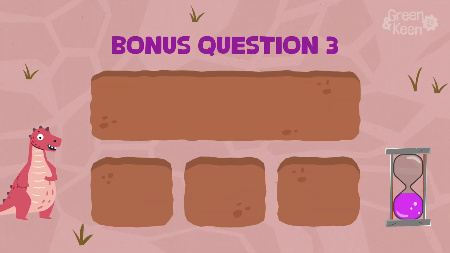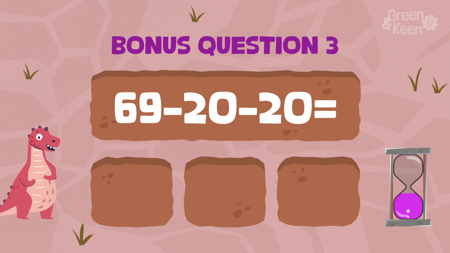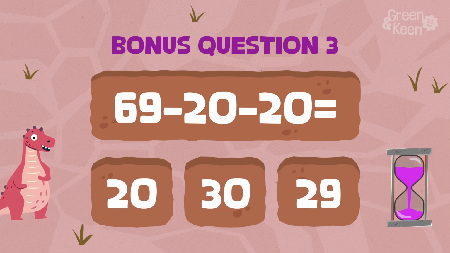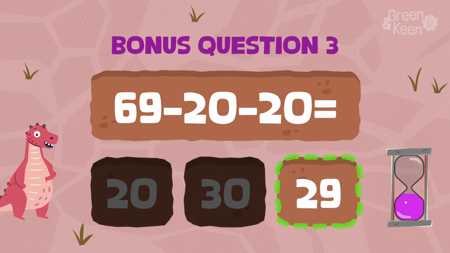Bonus question number 3. 69 minus 20 minus 20 equals. The answer is 29.